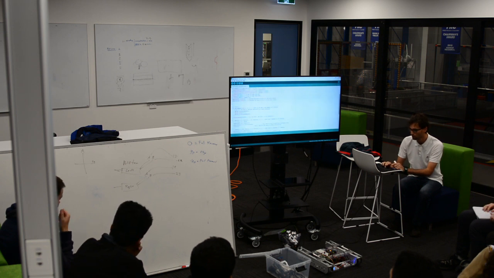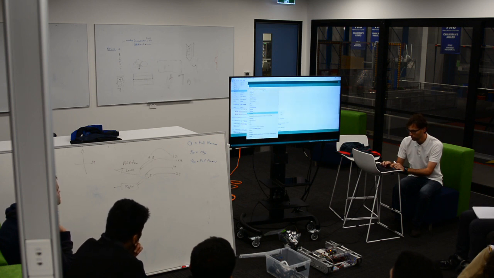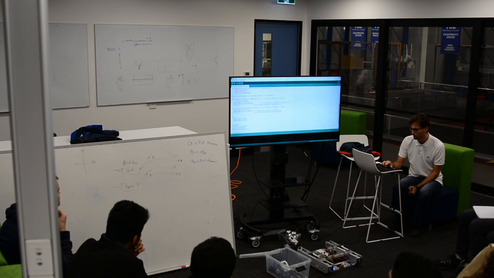The next library we had was Servo. So I would go File, Examples, Servo, Sweep, and Sweep gives me this command that says for throttle equals 0 to 180, throttle plus equals 1.